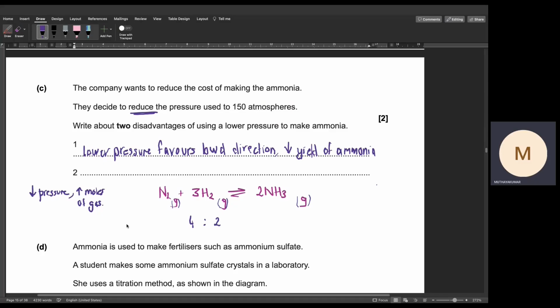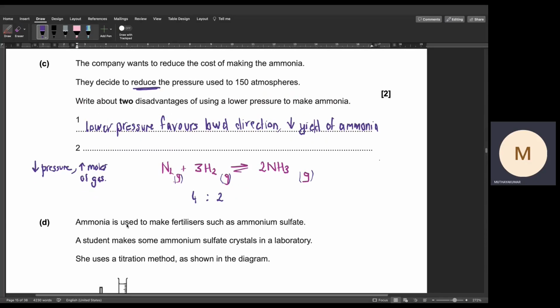Secondly, we can think about the effect of pressure on rate of reaction. So if we increase the pressure, rate of reaction will increase. And that's because we've got more moles or more molecules in a given volume, which increases the frequency of collision, leads to a higher rate of reaction. Reducing the pressure will have the inverse or the opposite effect. So reducing the pressure will reduce the rate of reaction, because the frequency of collisions will also reduce. So our second disadvantage is a slower rate of reaction.